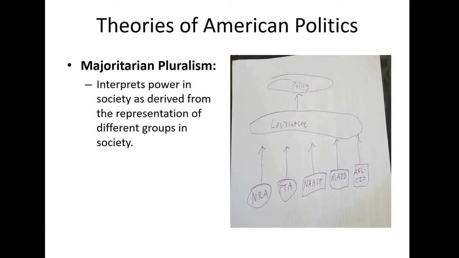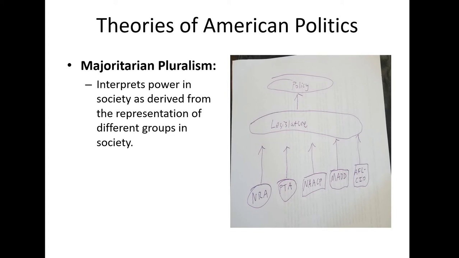Third is majoritarian pluralism, which interprets power in society as derived from the representation of different groups in society. I drew this out basically on the back of my notes. People organize into interest groups, like the National Rifle Association, the Parent Teacher Association, the NAACP, Mothers Against Drunk Driving, and the AFL-CIO, which is a big union. They lobby the legislature, and then the legislature makes policy.